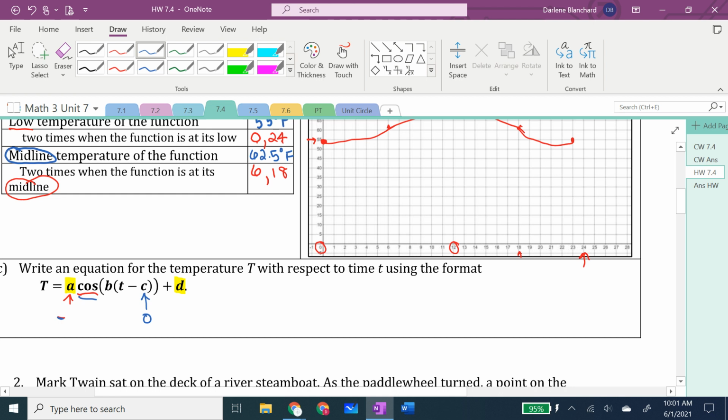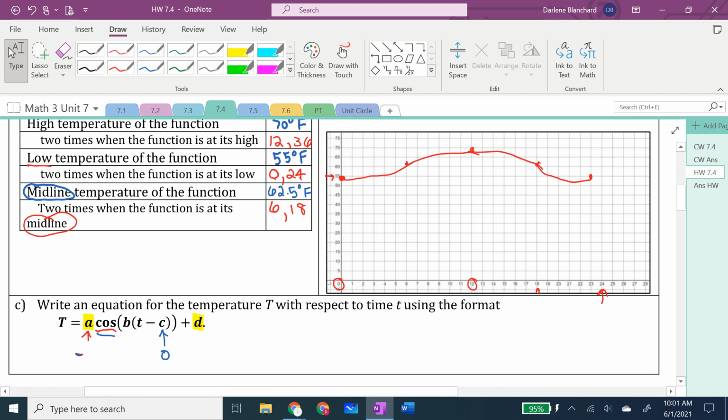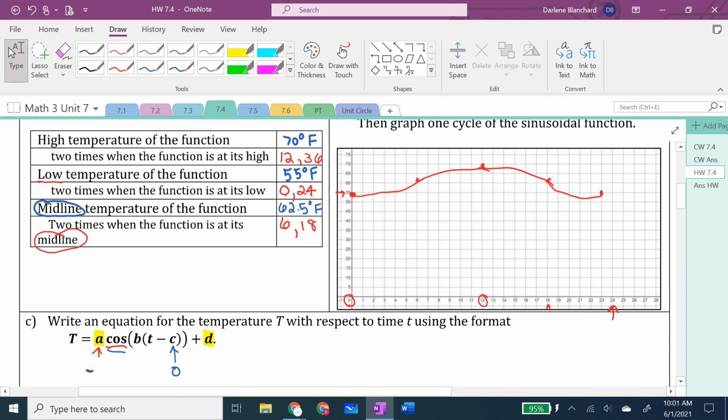To find, actually, do we already know D? What is D always? Midline, correct? Yep, it's always the midline. So D is 62.5. A is positive or negative the amplitude. We already know it's negative, so now we just need the amplitude.